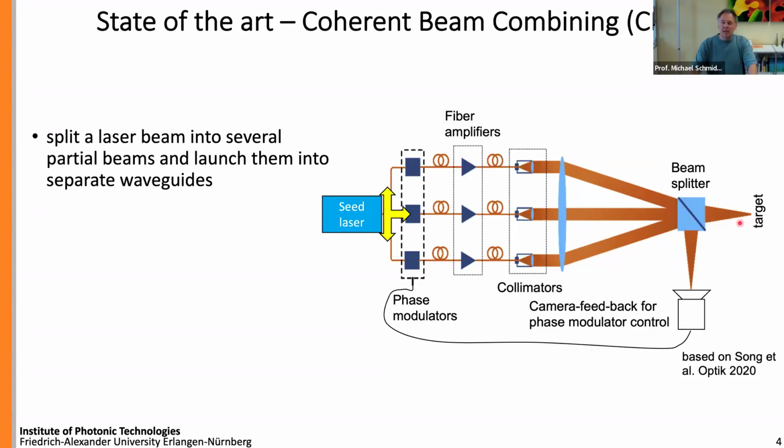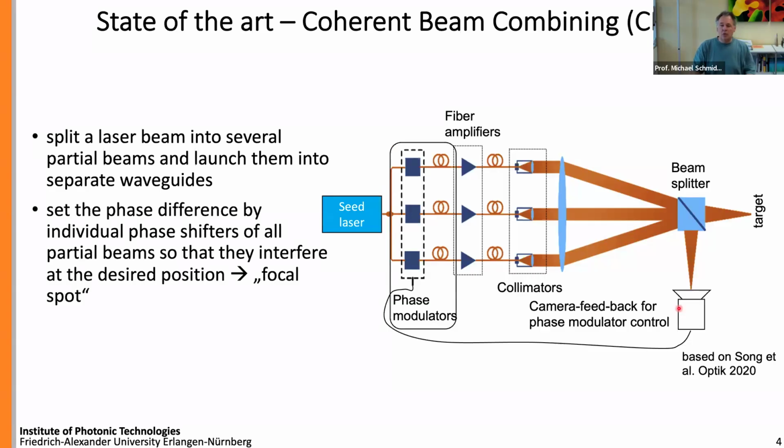So what we finally get is an interference pattern that consists of the delays of the different phase modulators that we have, and we can have a camera feedback to see if we really get what we wanted to have. This is more or less how the whole thing works to get the desired focus spot.